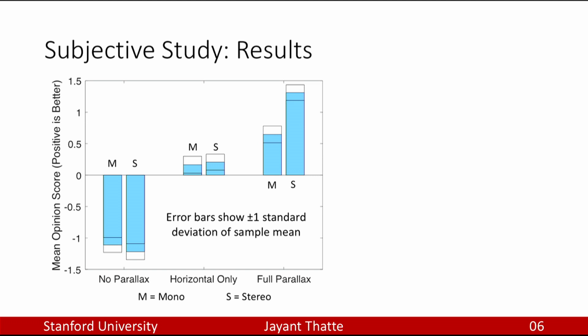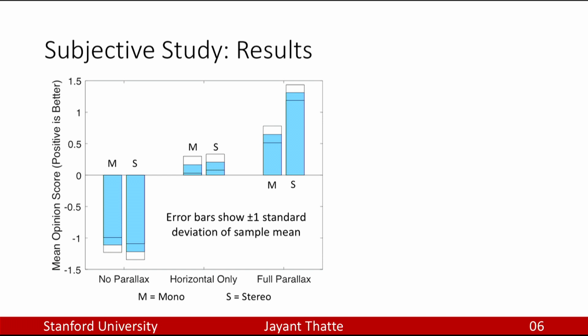This chart summarizes the key finding of the subjective study. The y-axis indicates the mean opinion score. So positive is better, meaning that setting was more preferred, it was more comfortable. And the different bars that you see correspond to the 6 different VR settings. So you have no parallax here, and then the 2 middle bars are for only horizontal parallax, and then you have full parallax on the right. And in each case, the left bar is for monoscopic vision and the right bar is for stereo.